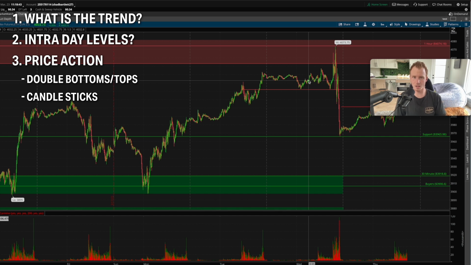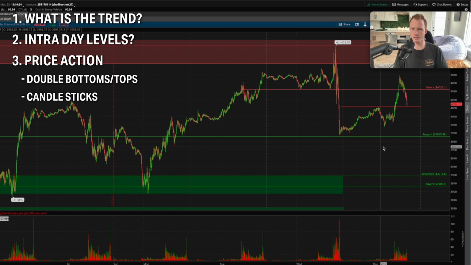So really what this scalping strategy comes down to is once I understand the trend and the intraday levels, the next thing I'm looking for is double bottoms or double tops based on the trend. So if the trend was up, obviously this was up, we never got to the supply zone yet. That means I was looking for a double bottom.